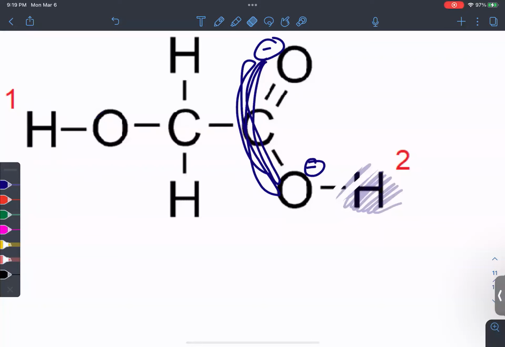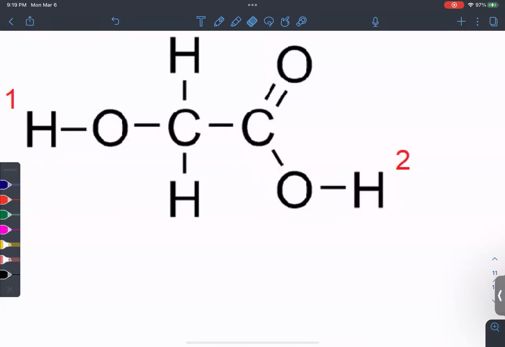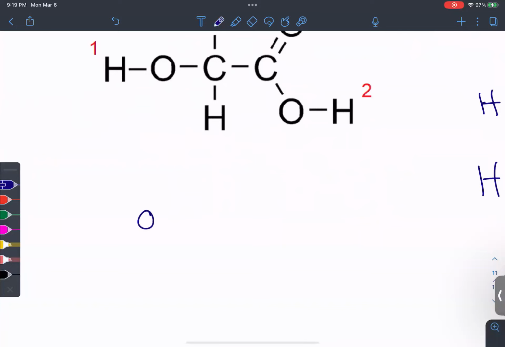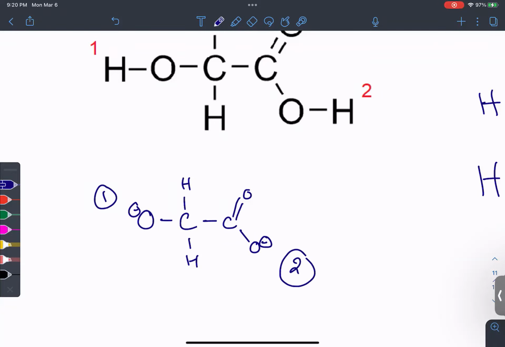How about I reword the question? What if I draw this? O minus C, C. Those are hydrogens, 1, 2. What if I asked what side is more basic, 1 or 2? What is more basic? Yes, it is 1.